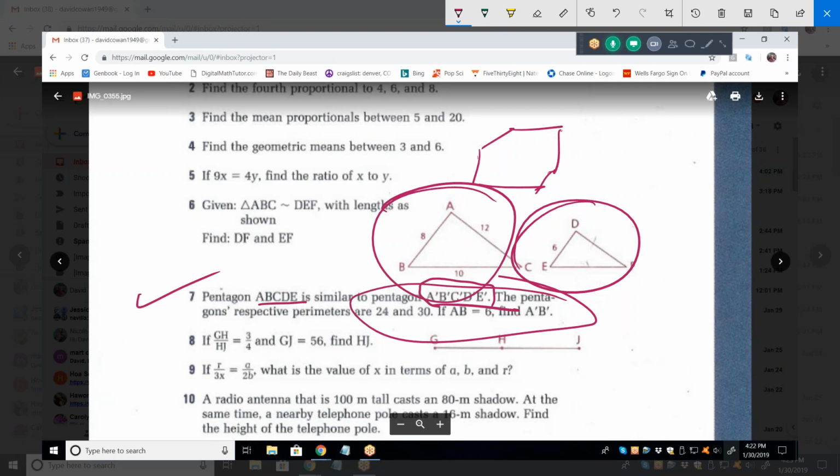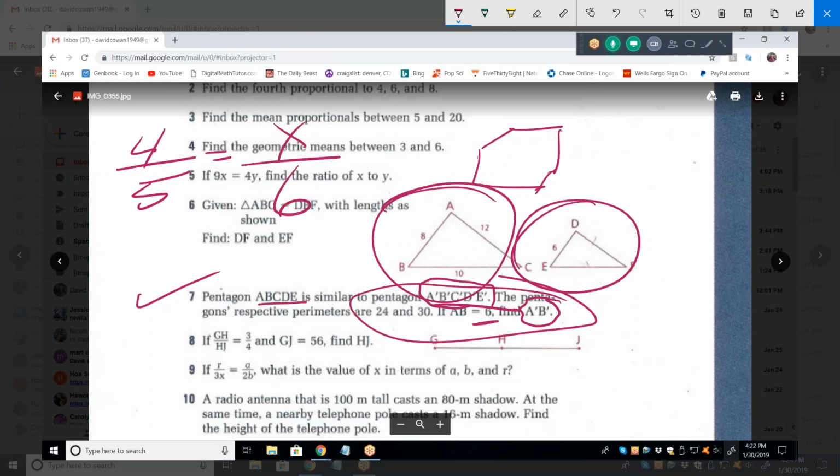So this one's the bigger one. The A prime, B prime is the bigger one. It's got the bigger perimeter. So the A prime, B prime line has to be bigger than 6. So what's the ratio that I want to set up? 4 over 5 equals x over 6.